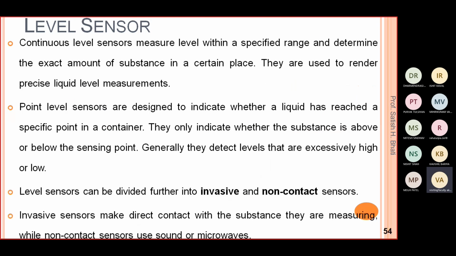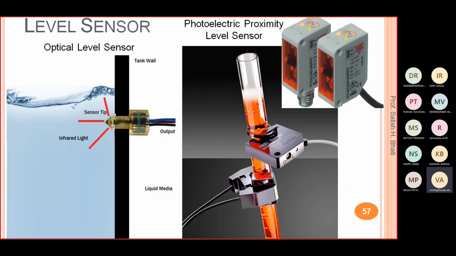Here you can also see that both this optical level sensor and photoelectric proximity level sensor use infrared, right? So they have a transmitter and a receiver. They both are kinds of point level sensors, right? They will just give you the presence of the liquid.